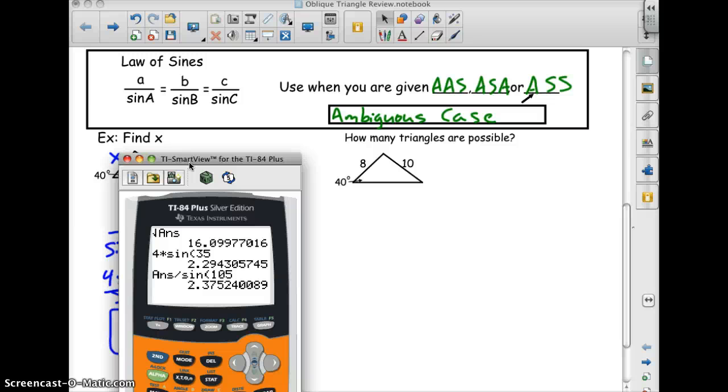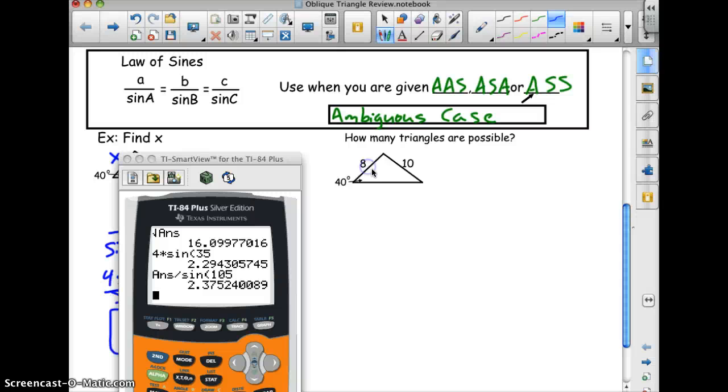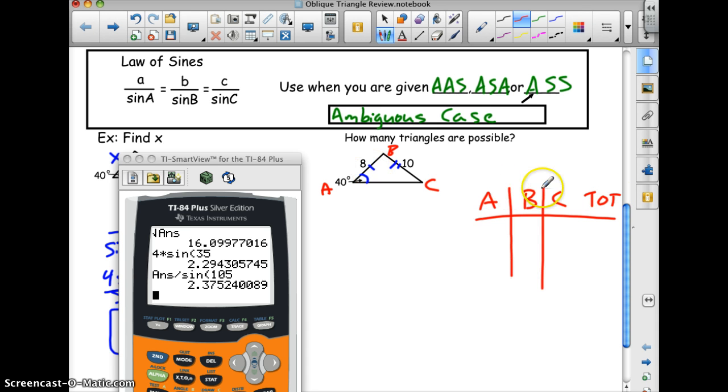All right, so how many triangles are possible? And this is where this ambiguous case is always used, right? See how I have the side angle? When they're asking me this kind of question, I'm going to add some stuff here. I'm going to label this angle A, this angle B, and this angle C, all right? And what I like to do is this chart, remember? And there's going to be maybe 2 possibilities here.